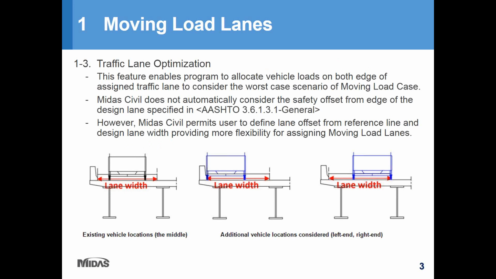Traffic lane optimization. This feature enables the program to allocate vehicle loads on both edges of the assigned traffic lane to consider the worst case scenario of the moving load case. When this function is activated, the user can also modify the loaded lane width. It is not fixed at 10 feet. The user can freely modify the lane width.